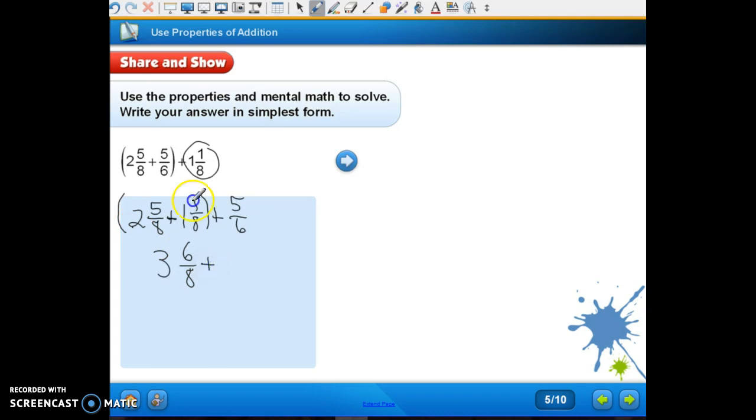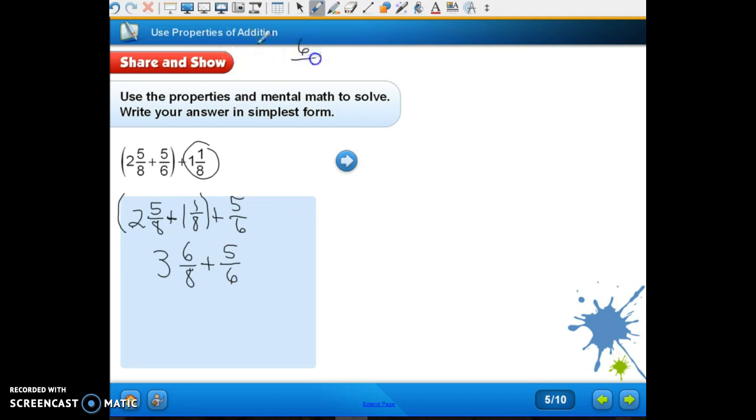Then I'm going to bring down my 5/6. Now I cannot add 6 and 8. So what is our common denominator of 6 and 8? 48. Okay, we could do 48. What else could we do? 24. 24 would be our lowest common denominator, or our least common denominator.